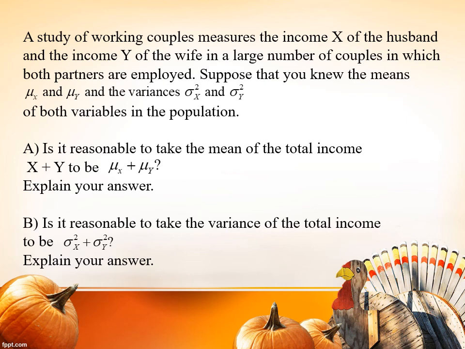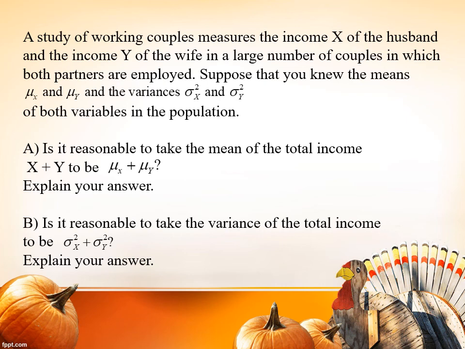A, is it reasonable to take the mean of the total income X plus Y equals mu sub X plus mu sub Y? Explain your answer. The answer is yes. The mean of a sum is always equal to the sum of the two means together. So we're good. That one's fine.